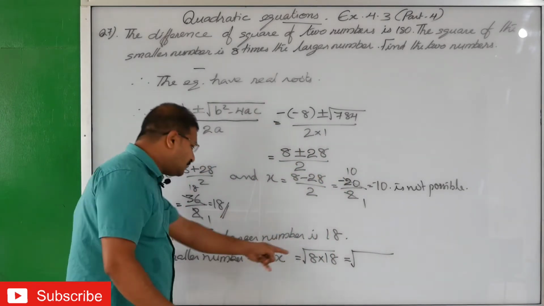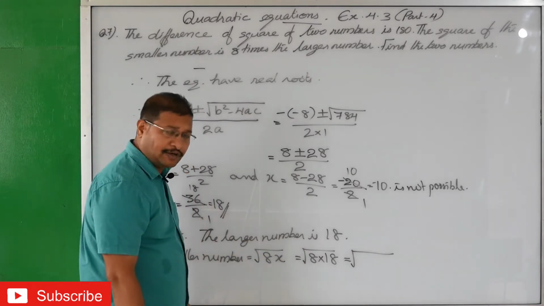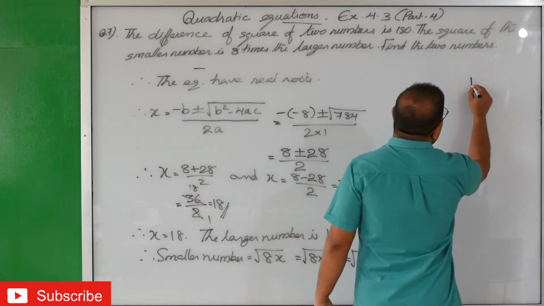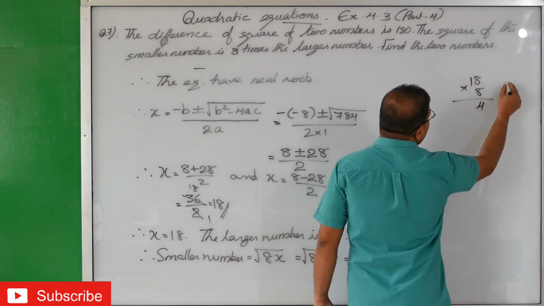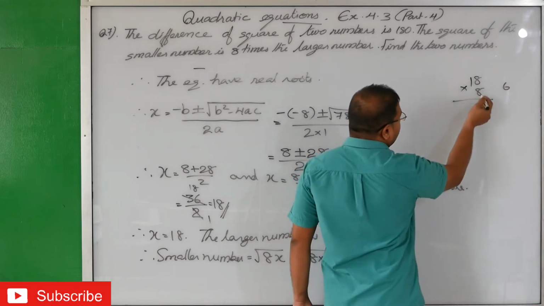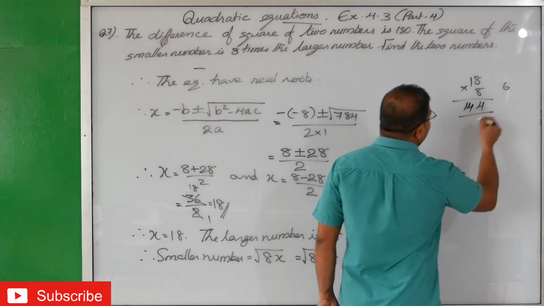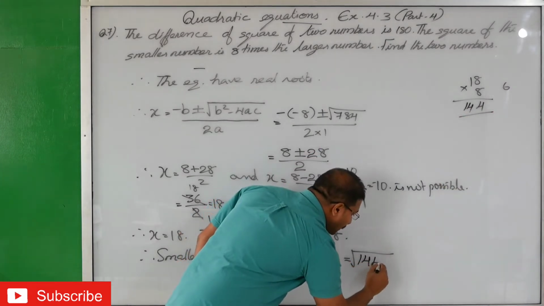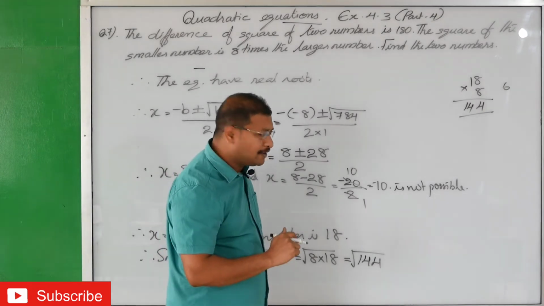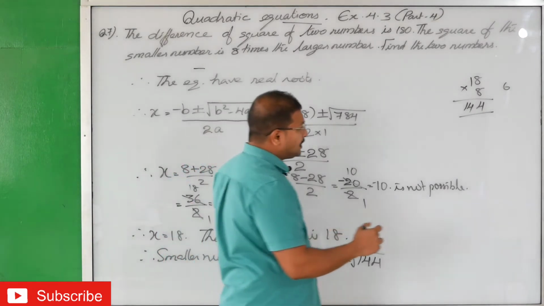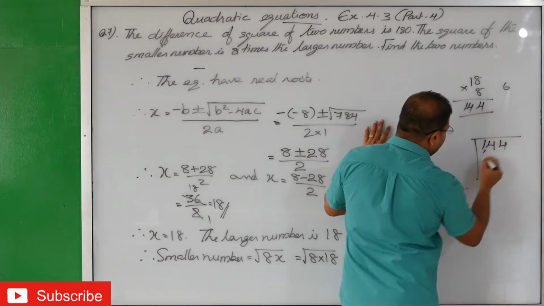You should multiply; those who know the multiplication table, you can do it directly. Otherwise, what will you do? 18 into 8. 8 8s are 64. 6 in hand. 8 ones are 8 plus 6, 14. That means 144. 144 means the square root of 12. Otherwise, what you can do is the same style as before. 144, we will take it this way.